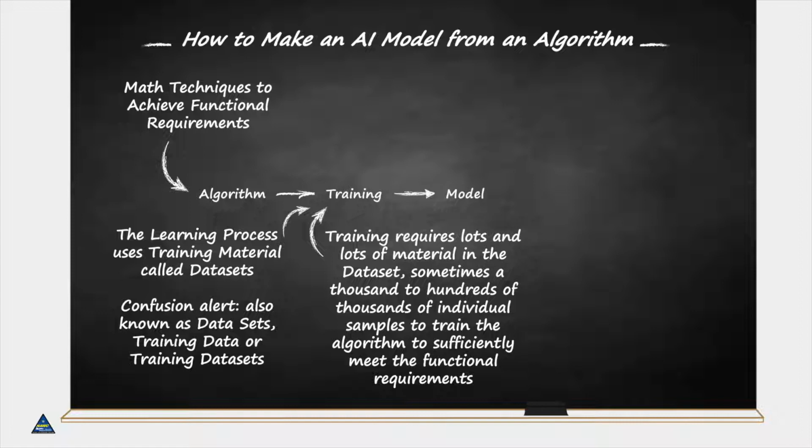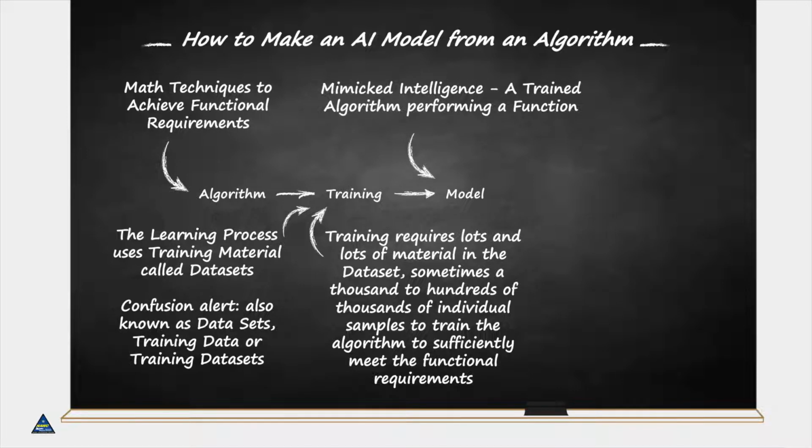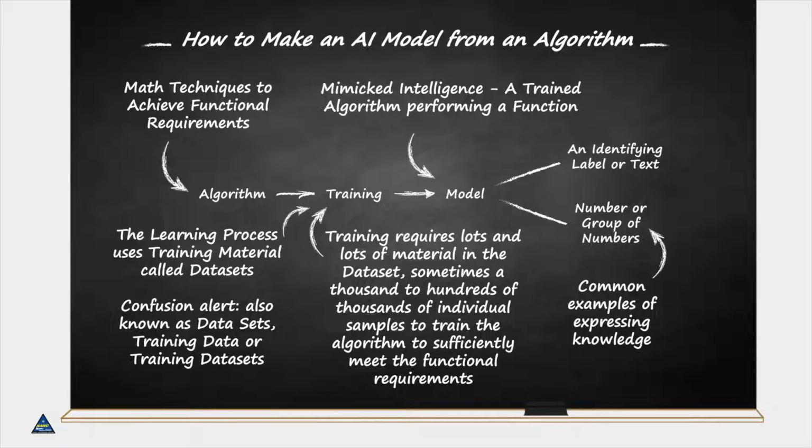From an AI algorithm to an AI model mimicking intelligence from an input format, element 1, element 2, using the functional requirements, element 3, the mathematical techniques to create the output desired. And the output desired is now the 4th element, being the output format. And that output format is either a label, a text, a number, a group of numbers. And these are examples of expressing intelligence.